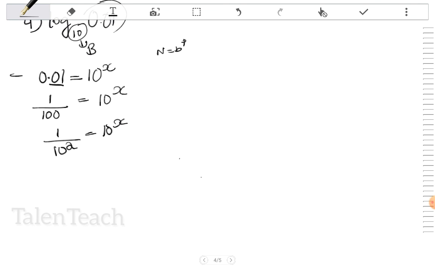In the next step we have to take this 10 square to the numerator. Here the power is plus 2. When we take it to the numerator, the power will be negative, minus 2. So 10 raised to minus 2 is equal to 10 raised to x. Here now the bases are the same, so we can equate the powers. So x is equal to minus 2.